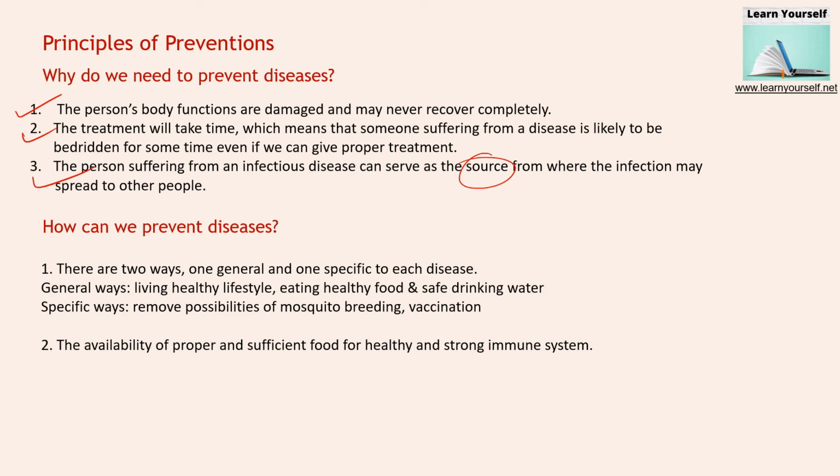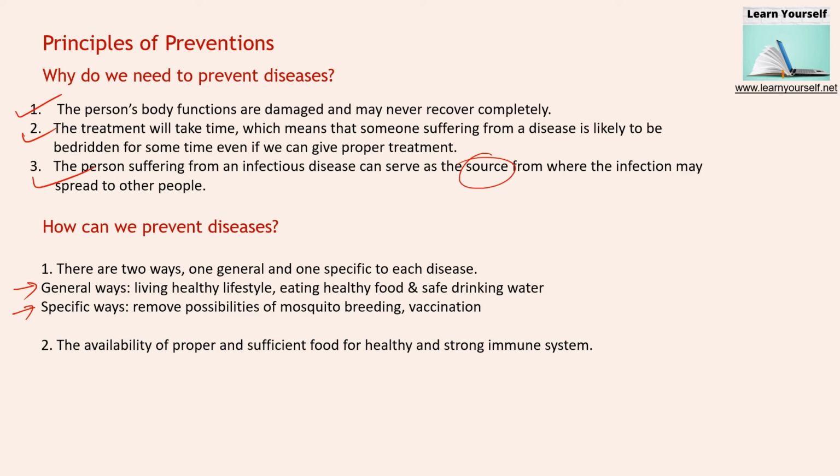How can we prevent disease? There are two ways to prevent disease: first via general ways and second via specific ways. General ways means living a healthy lifestyle, eating healthy food and drinking safe, pure water. Specific ways means removing possibilities of mosquito breeding, vaccination, or if a viral infection is spreading in a community, using a mask, sanitizing your hands frequently, or taking proper hygienic care of your body and your surroundings. So these are the general ways and these are the specific ways.